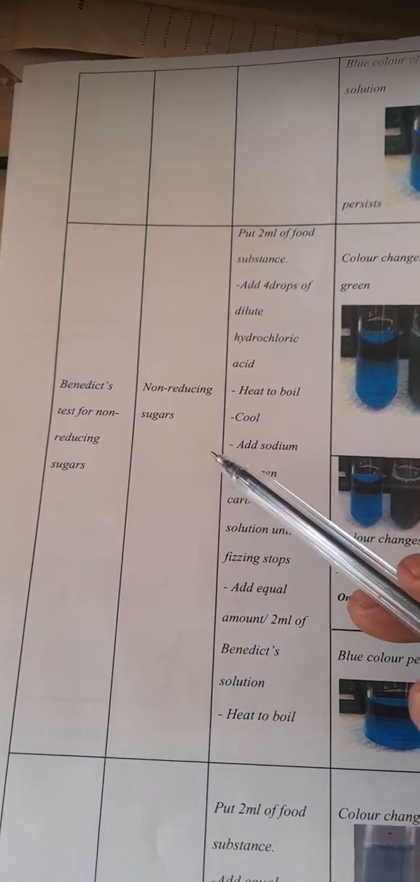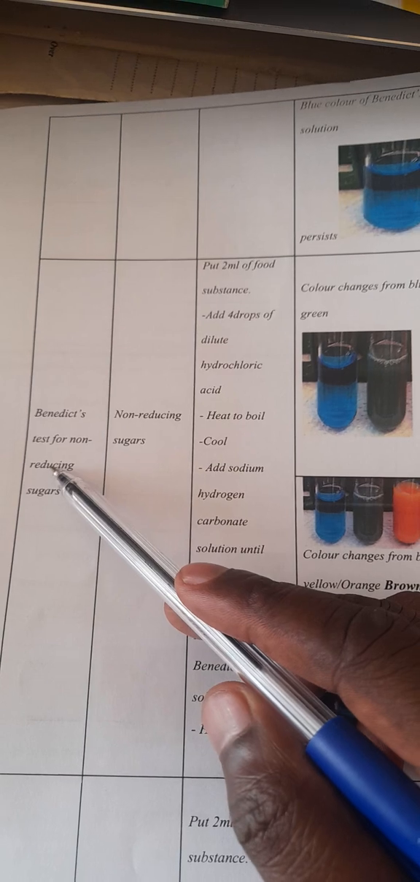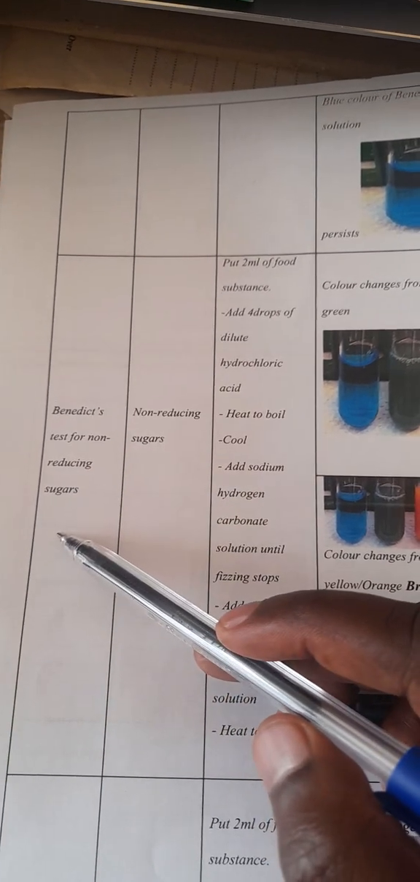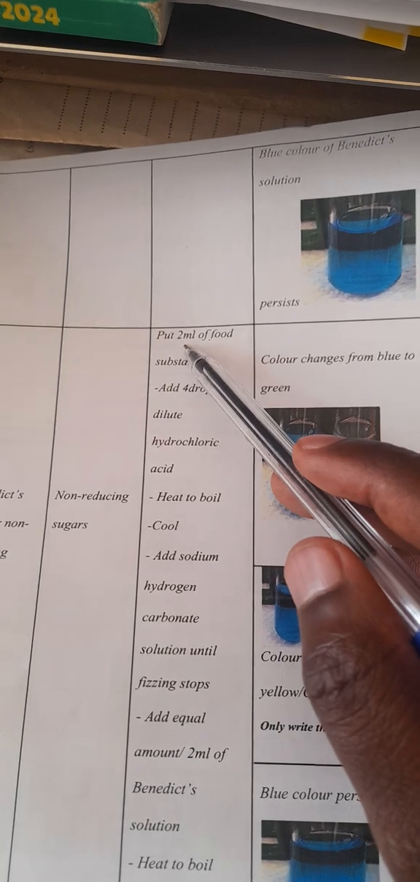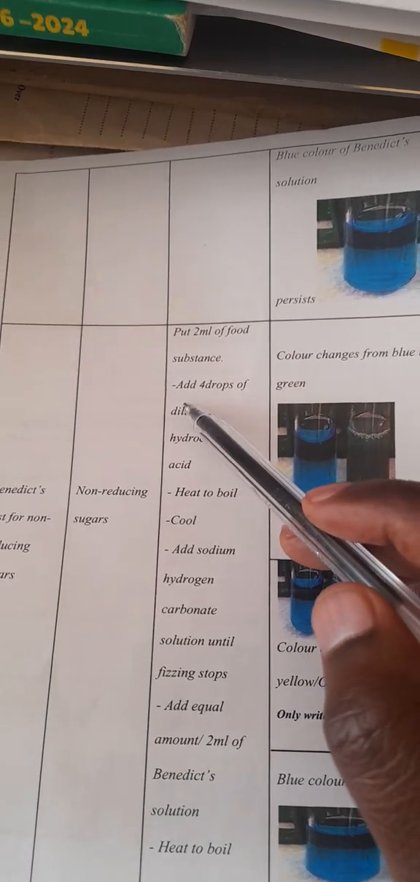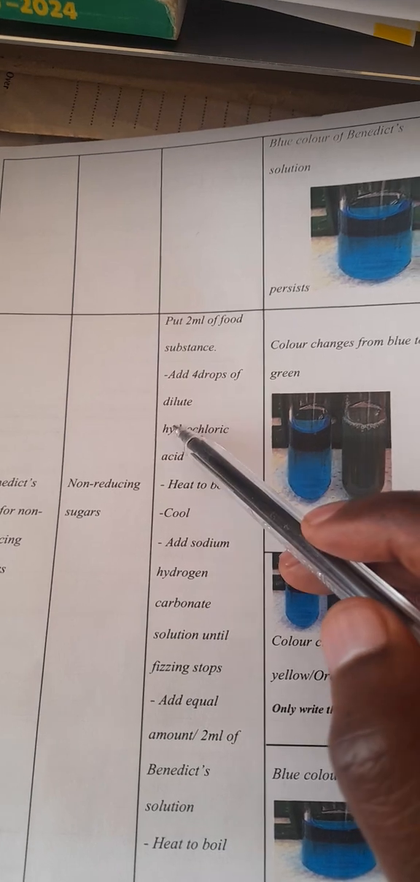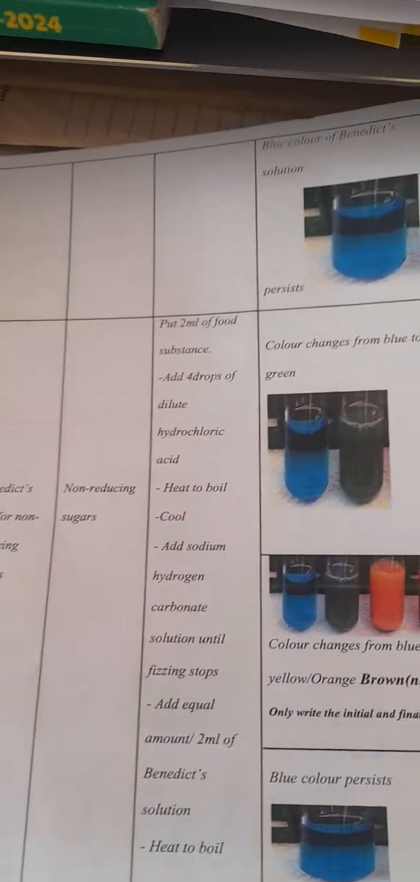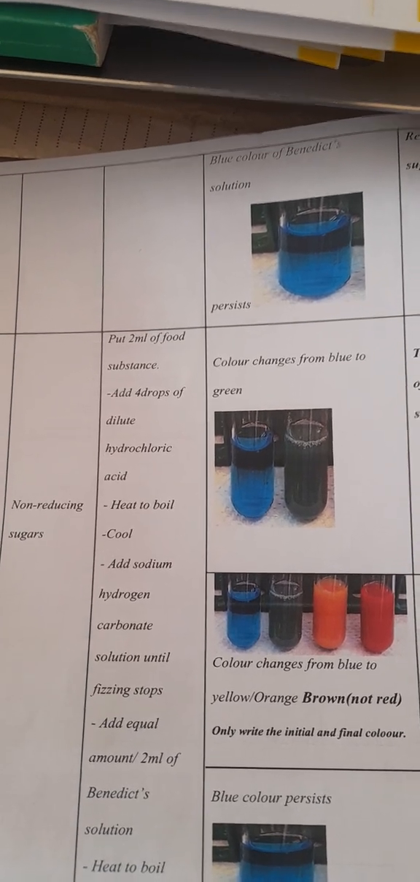Number 3, let's check the longest procedure in the food test. That is for the non-reducing sugars. Still, we do Benedict's test for the non-reducing sugars. So the first one is the procedure. You put 2 ml of the food substance, add 4 drops, or you speak about 3 drops, of dilute hydrochloric acid. It's only hydrochloric acid that is not in solution form. All the other reagents are in solution form.